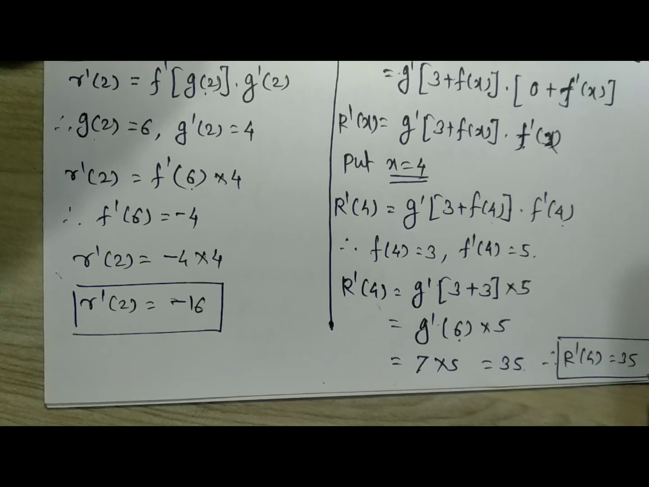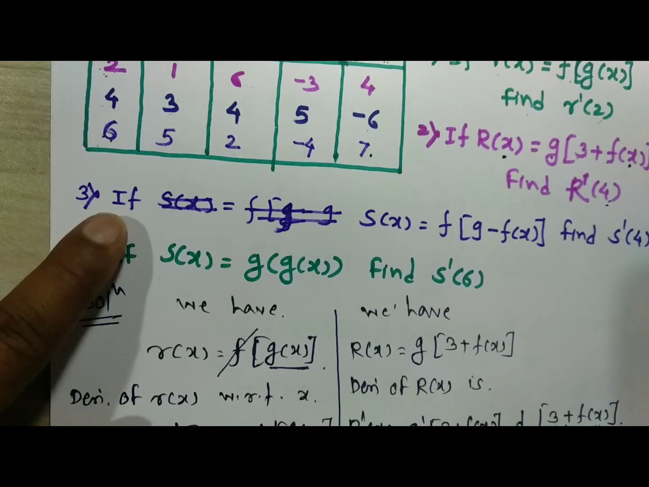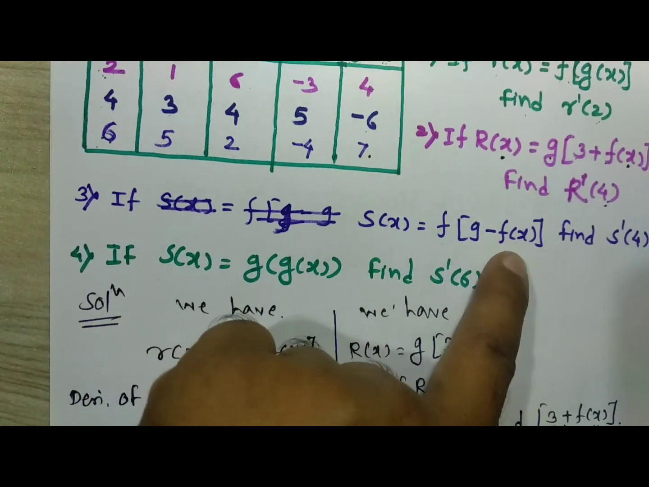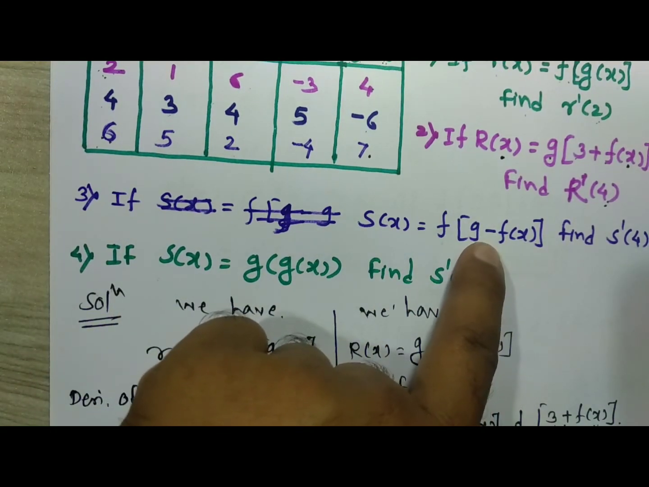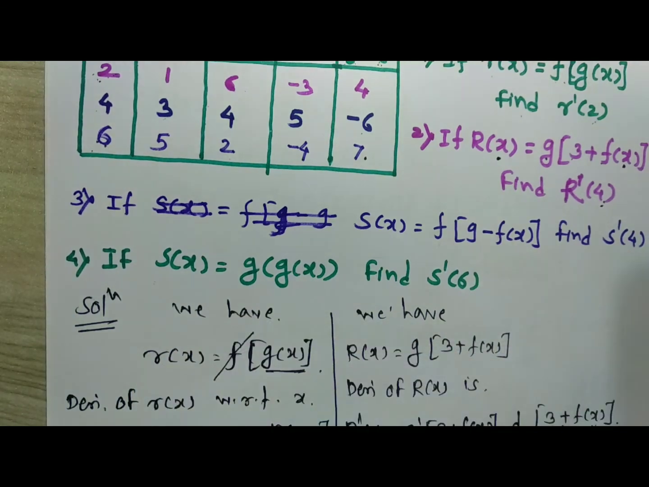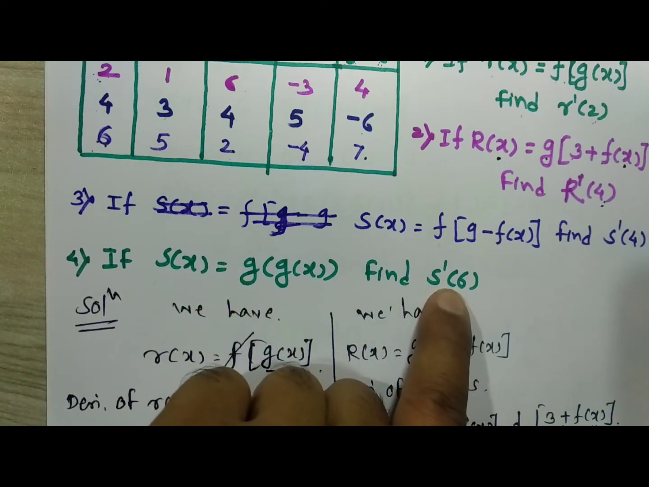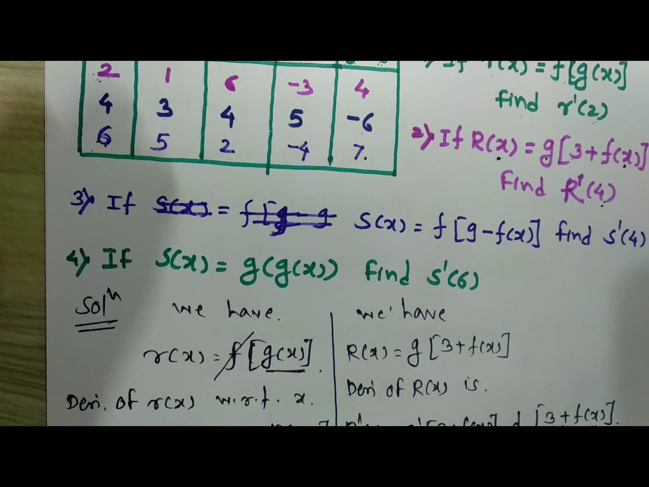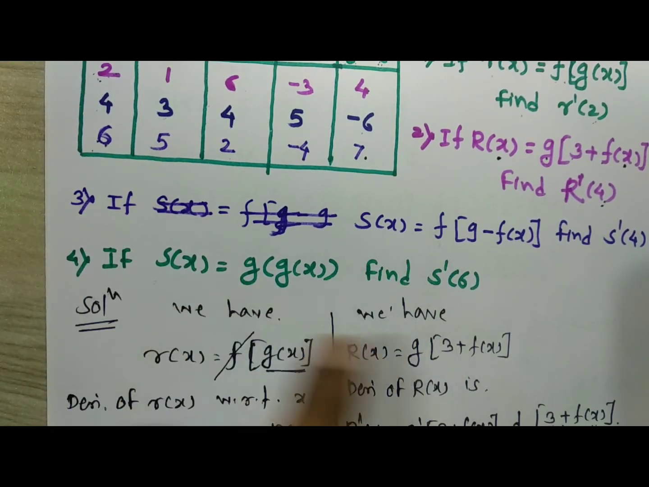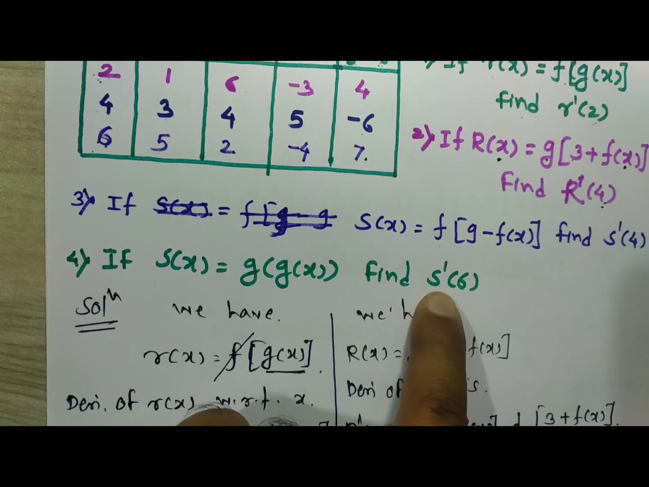Similarly, you can try out the remaining derivatives related to that one. That means if s of x is equal to f of g of x minus f of 9 minus f of x and find out s dash 4, and if s of x is equal to g of x and find s dash 6. By using a similar technique you can find out the derivatives of this one and you can get the values of s dash 4 and s dash 6.